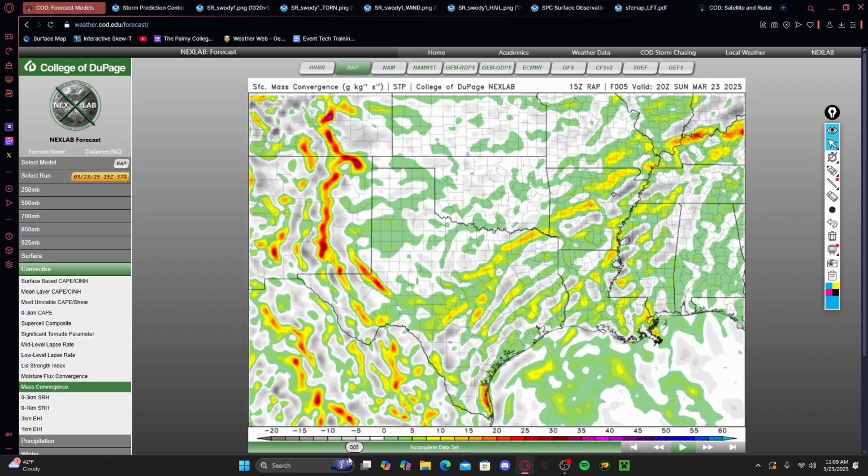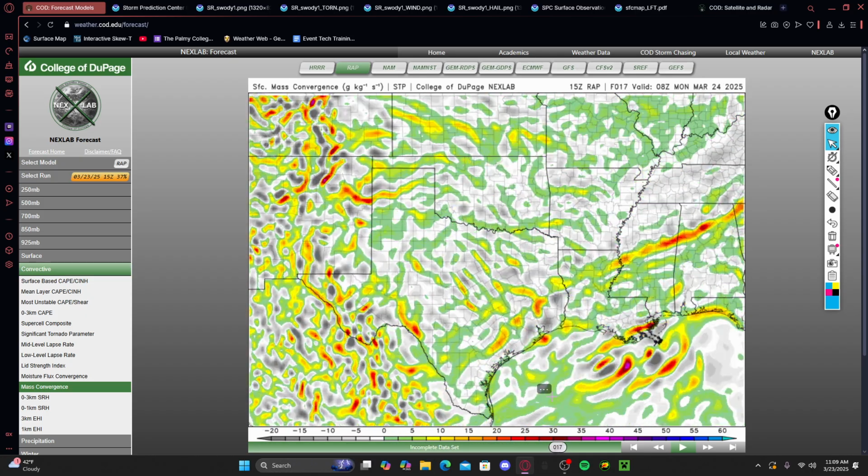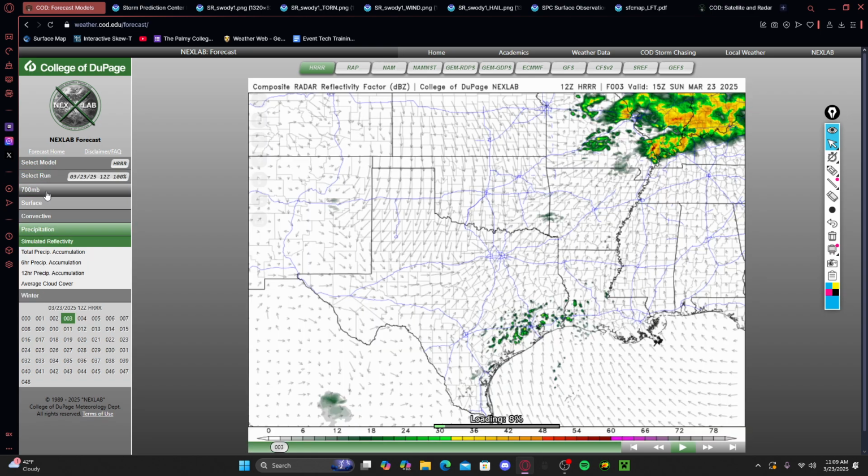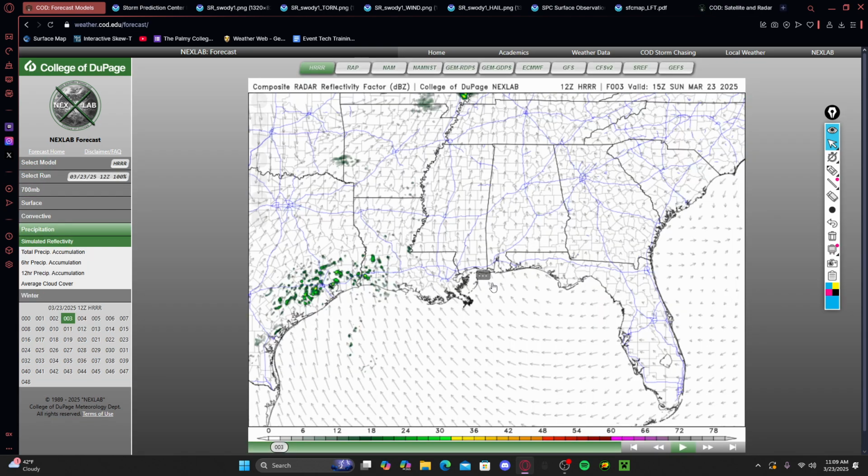Again, convergence here, you can see where that boundary is pretty clearly. Convergence is maximized along it. Now let's look at our CAMs. Let's look at our 15Z HRRR run. This one won't get me far enough, so I'm going to be looking at our 12Z. Let's look at a broad region of the south.